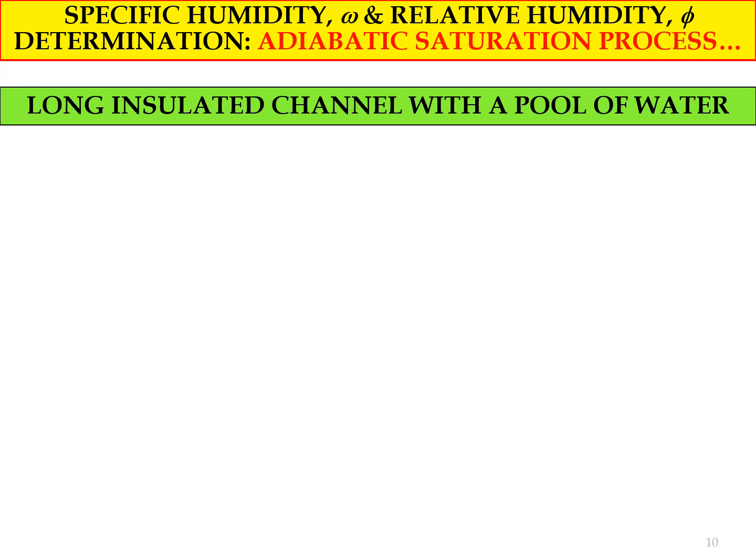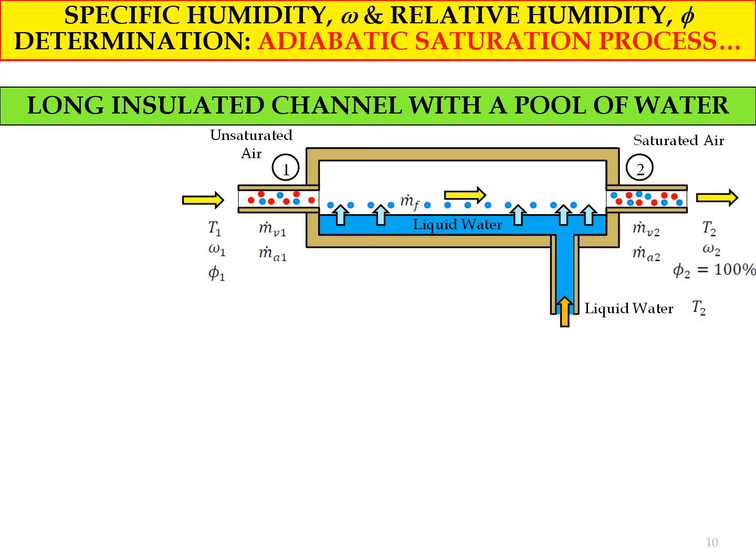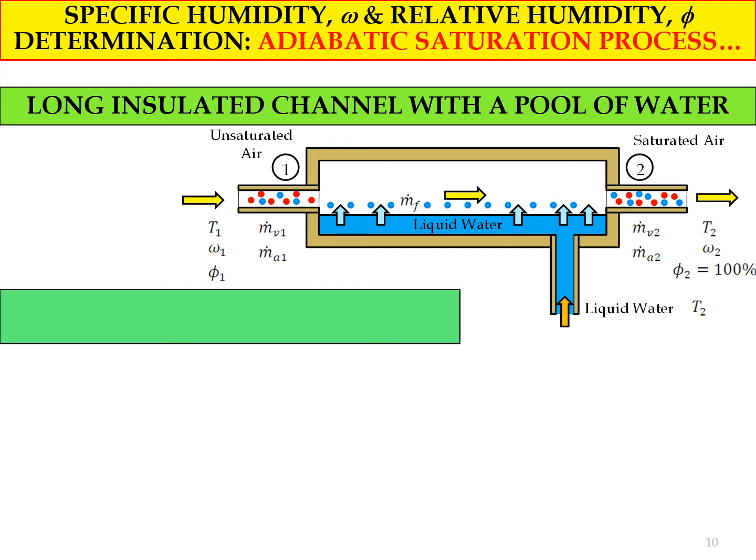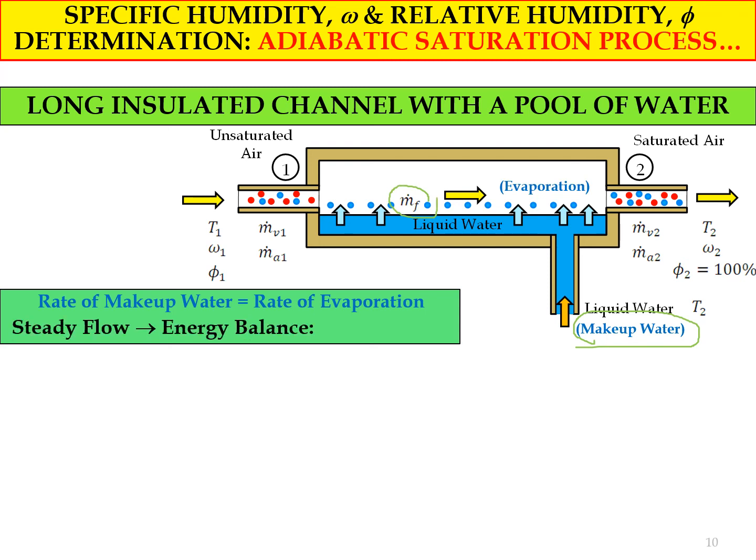Specific humidity and relative humidity determination, adiabatic saturation process. So we already looked into the mass analysis. Now we look into the energy analysis. This is the long insulated channel with a pool of water, and from the mass analysis we know that the rate of makeup water, m dot f, is equal to the rate of evaporation. So this here is the makeup water, and its rate is equal to the rate of the evaporation process. So it is a steady flow process.